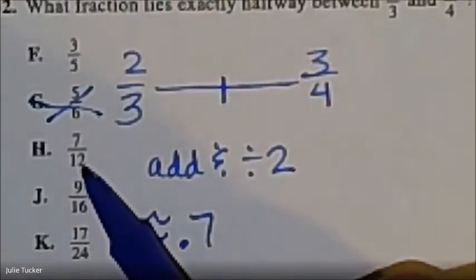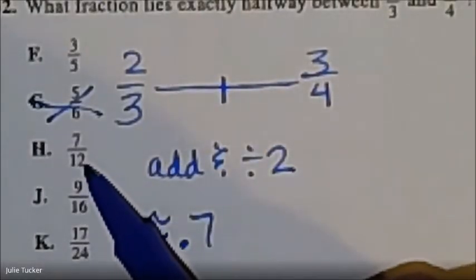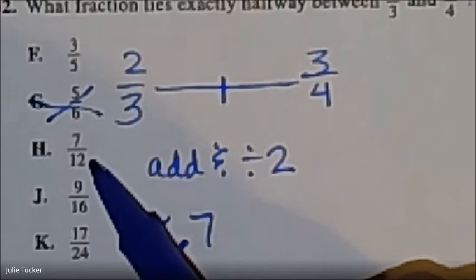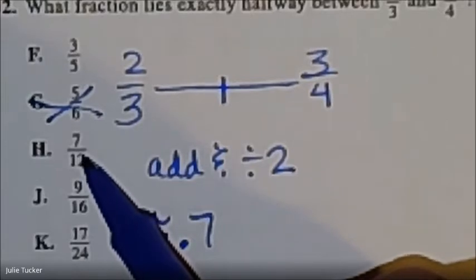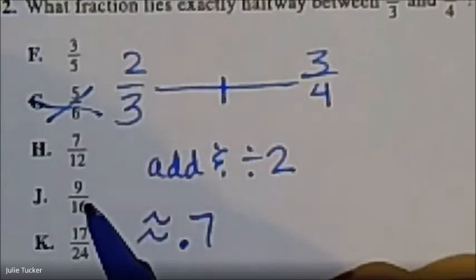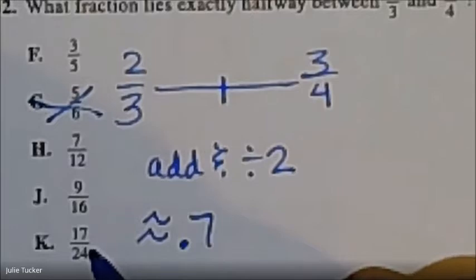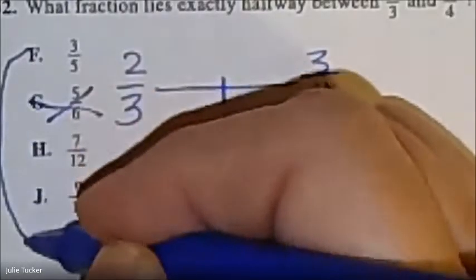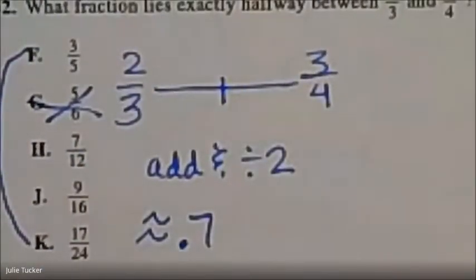And 7/12 is a little bit more than half, right? 6/12 is half. So we could try this one, but it still doesn't look great. 9/16 is a tiny bit more than a half. 17 out of 24 and 3 out of 5, to me, those both look pretty good. So I'm going to start with the 17/24, okay? So I'm going to go back to Desmos now, and I'm just going to choose them until we find one that looks right.